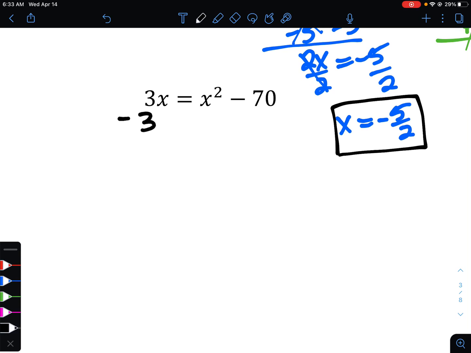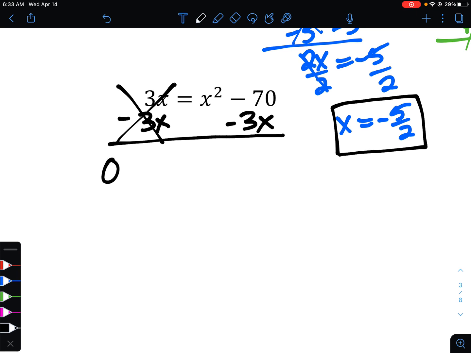And so let's worry about the 3x then, and let's go ahead and subtract 3x from both sides of our equation. That'll mean the left side of the equation is now equal to 0. And on the right side, we'll just list each of our terms separately. Since the minus 3x has nothing to combine with, it'll just go in the middle of our other two terms. So it'll be x squared minus 3x minus 70.